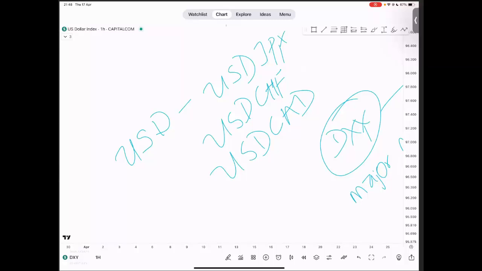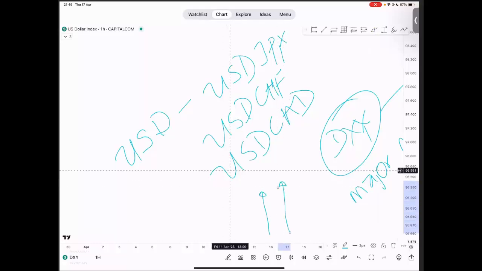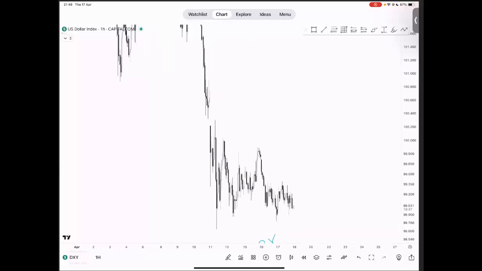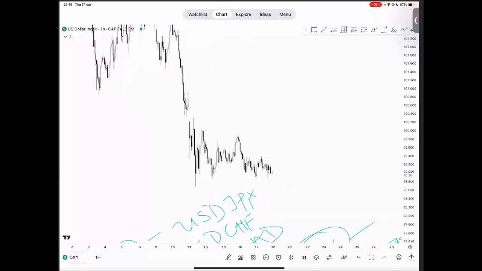they are positively correlated to DXY. Positively correlated means that they are going in the same direction. If you come to DXY to analyze it, and you see that DXY is pumping, these pairs that have USD as their first currency, most of the times they are pumping as well. Just like this now, you can see this is DXY on the 1 hour time frame.